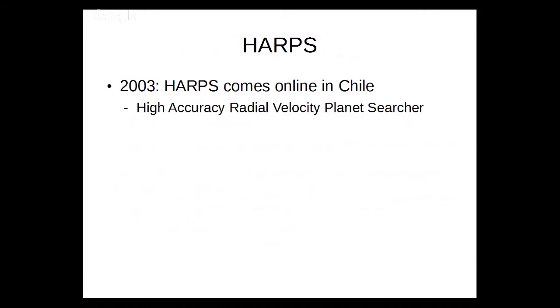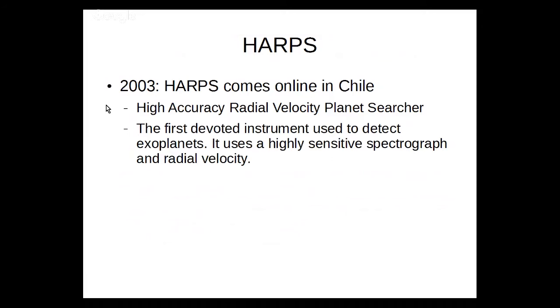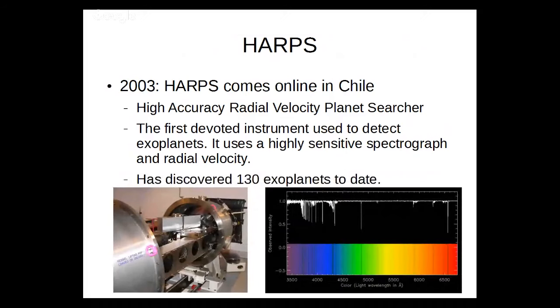HARPS stands for the High Accuracy Radial Velocity Planet Searcher. So, of course, we just talked about what radial velocity means. That's the star wobble method. High accuracy, because we're building an instrument that's going to be solely for finding planets. And of course, it's a planet searcher, so it's kind of a silly name. Like I said, it's the first devoted instrument used to detect exoplanets, and it uses a highly sensitive spectrograph and radial velocity. It has discovered 130 exoplanets to date, which is quite a few. So this was the big hitter in 2003 when it came to exoplanet discovery.